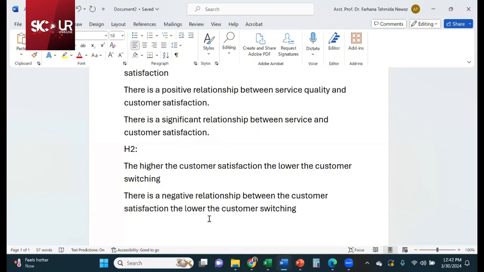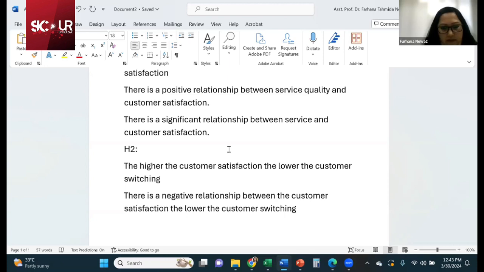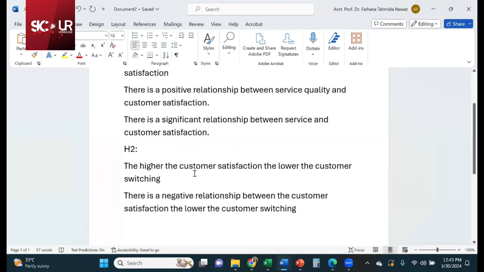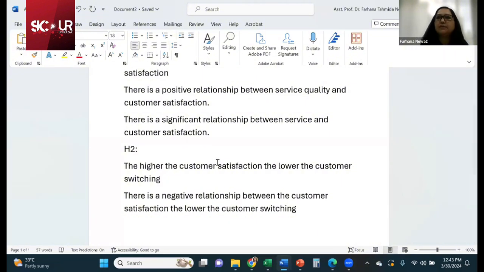Would anyone like to write it down in a different way? I have a question, Prof. If the hypothesis is vice versa, is it the same hypothesis? Vice versa means, again, just give me an example. When do we decide whether it's negative or positive, or does it matter? If from the previous findings it's clearly mentioned it's positively related, then you can just say there is a positive relationship between the variables.